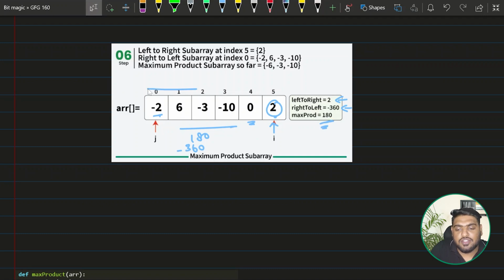And once the iteration is completed, what have we done? We have simply calculated our maximum product by it. And this is the answer, and we can simply return that. Here only, let's try to figure out what is the time complexity for it.